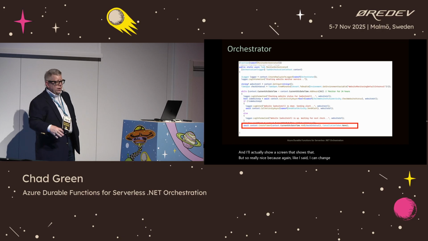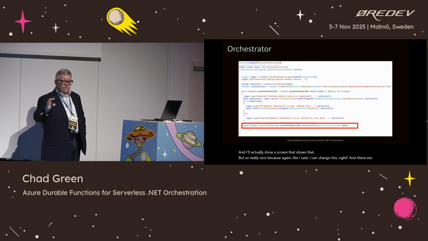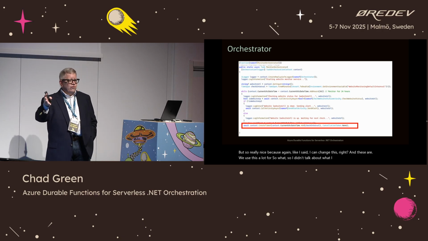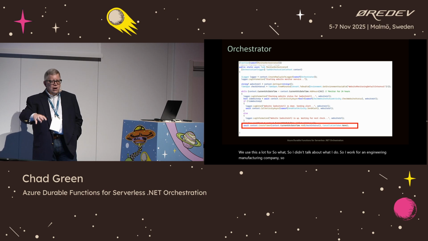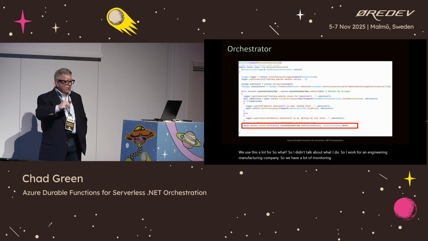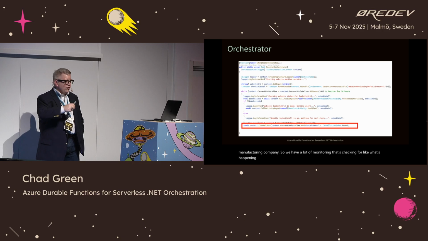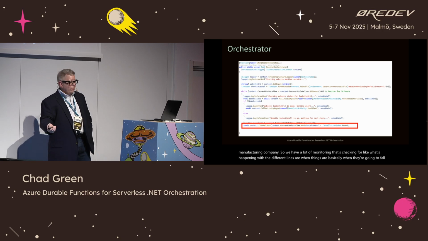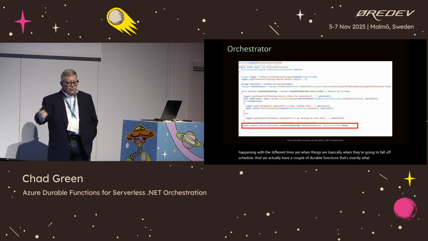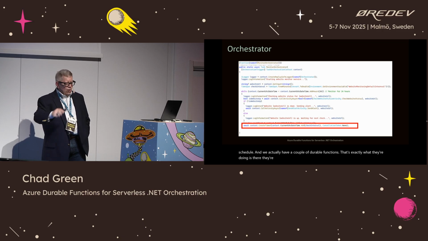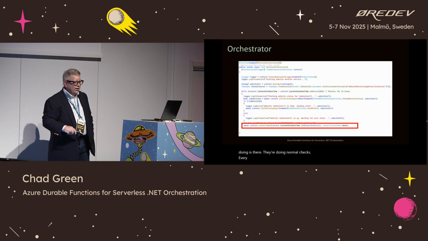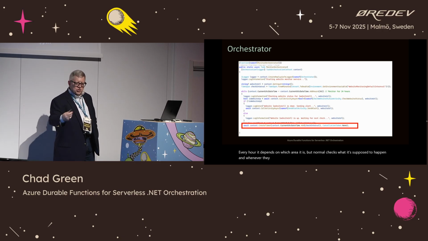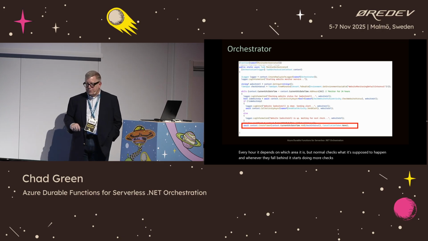We use this a lot. I didn't talk about what I do. I work for an engineering manufacturing company, so we have a lot of monitoring that's checking for what's happening with the different lines, or basically when they're going to fall off schedule. We actually have a couple of durable functions doing exactly that. They're doing normal checks every hour, well, it depends on which area it is, but normal checks of what's supposed to happen. And whenever they fall behind, it starts doing more checks to see how quickly they're getting caught back up.